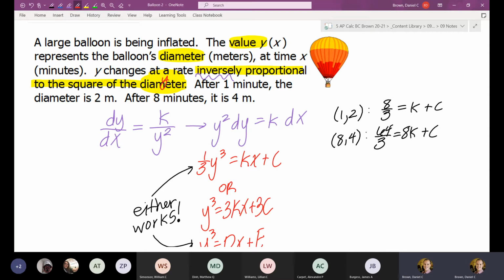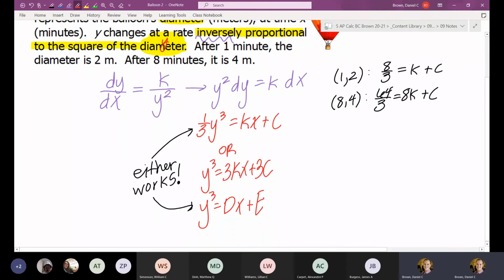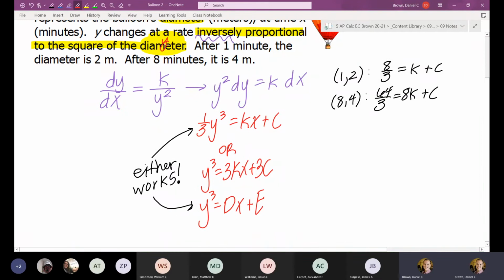Do you want to talk about my two answers I have in red when you separate and integrate? So yes, y squared does become 1/3 of y cubed. And then on the other side, k is a constant, so we have kx plus c. Make sure you definitely don't forget that plus c. That's a very common, simple mistake. You can use that to solve for the constants, which is what I did. That's what you see in the black handwriting. Or do you realize that any equivalent way you rewrite it also works?